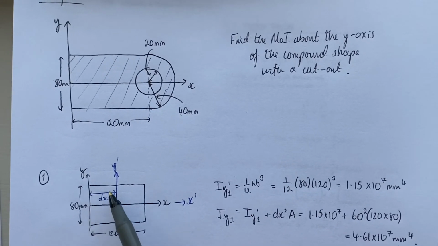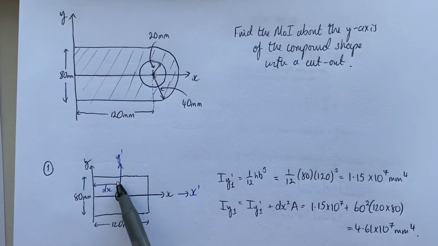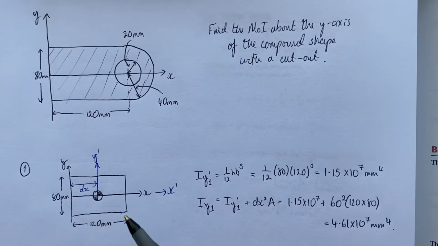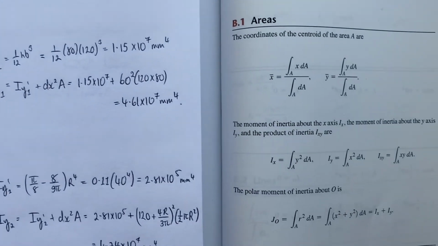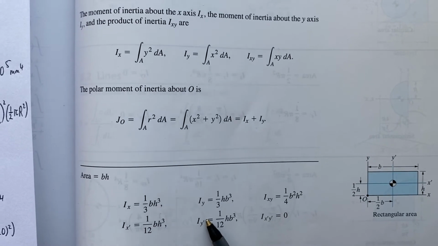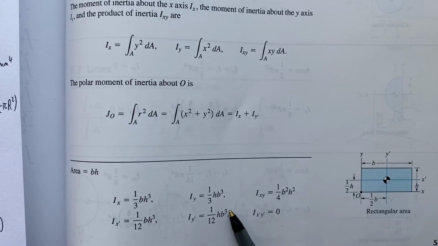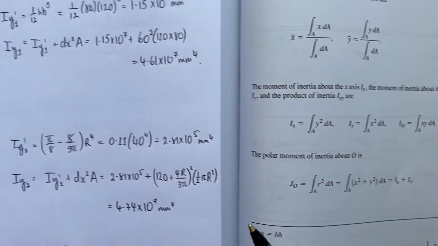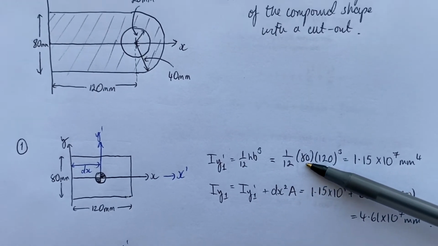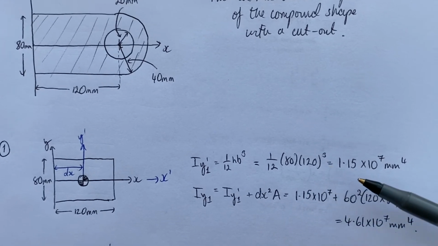We need to find the shift in the y-axis, right? That's going to be given by dx. So again, we use the same formula for a rectangle as we saw before. This time we're dealing with the moment of inertia about the y-axis, so we need this. Plug in the information that we have, 1/12 times 80, which is the height, times the base cubed, and I get this.